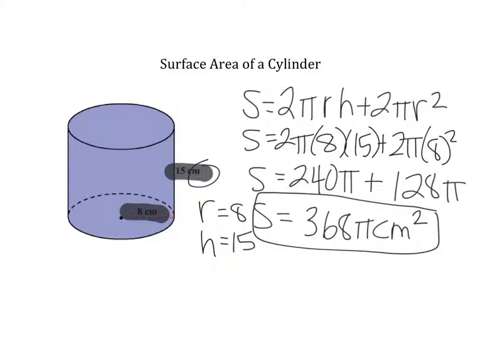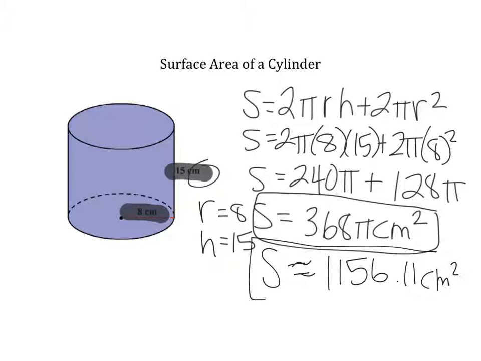Now, if we weren't leaving it in terms of pi and you had to have an estimate of what the area would be, we would take 368 and multiply by the pi button on your calculator. So if I do that right now and hit my fraction decimal, that's about, so I'll put a squiggly line, about 1,156.11 centimeters squared. So either of these are correct. One is in terms of pi and one is not.